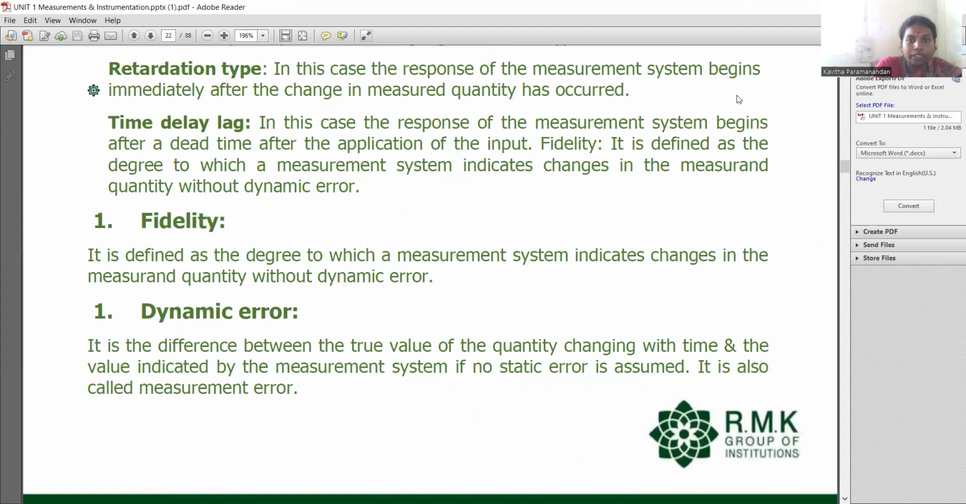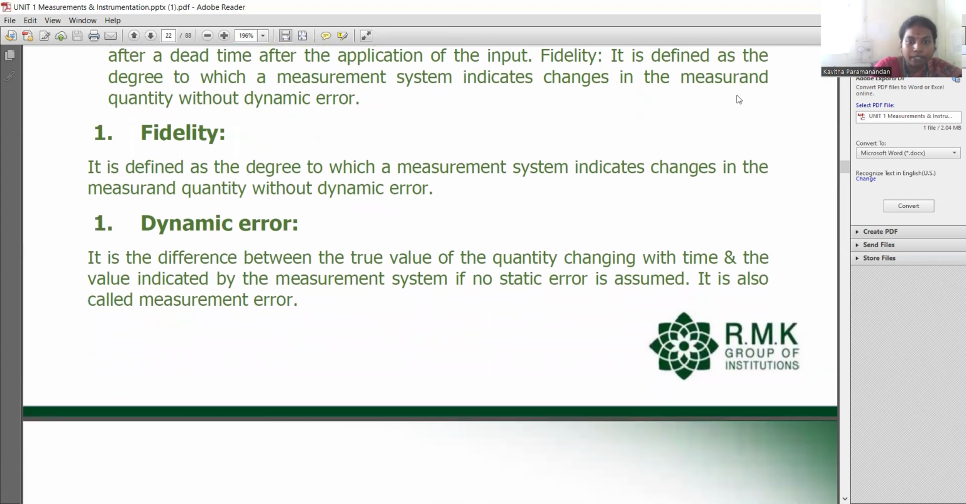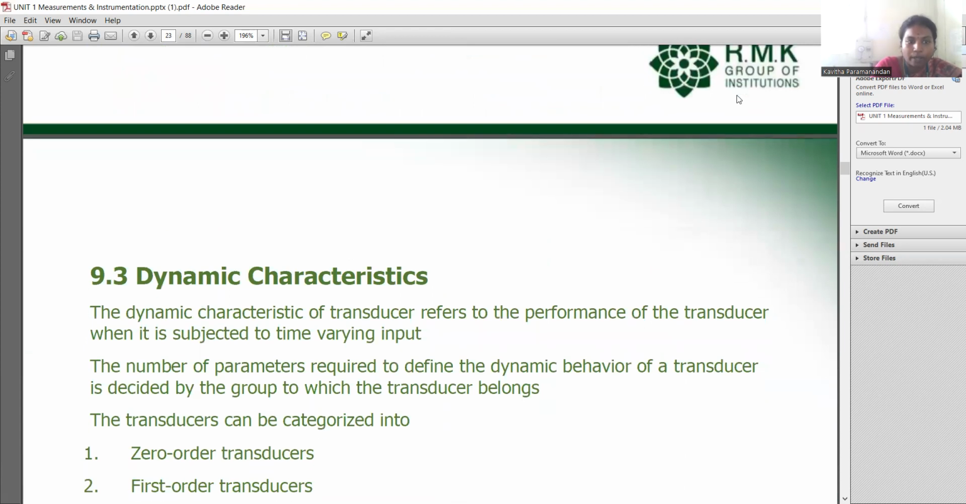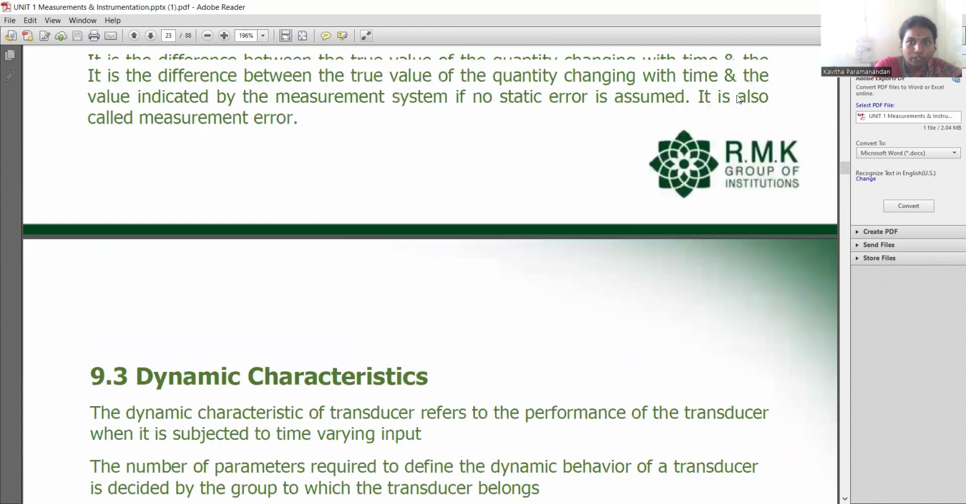Fidelity is nothing but the degree to which the instrument indicates the changes of the measured quantity. In case the input parameter has been changed, immediately the instrument should have the ability to show the current value or the new value. Also, the value shown now has to be very accurate. Dynamic error is the difference between the actual value and the measured value.